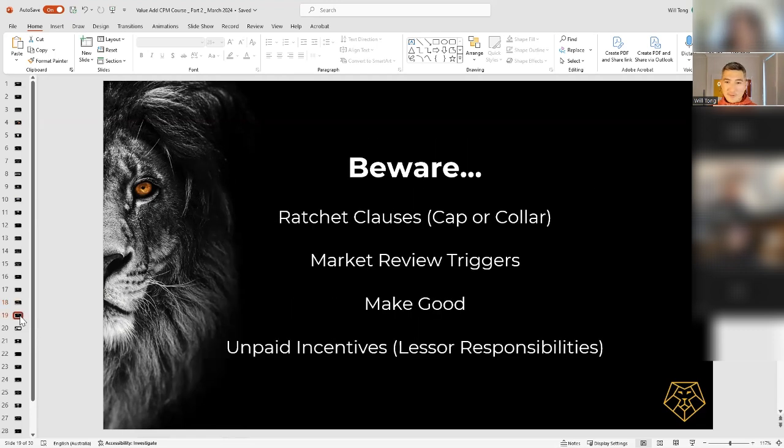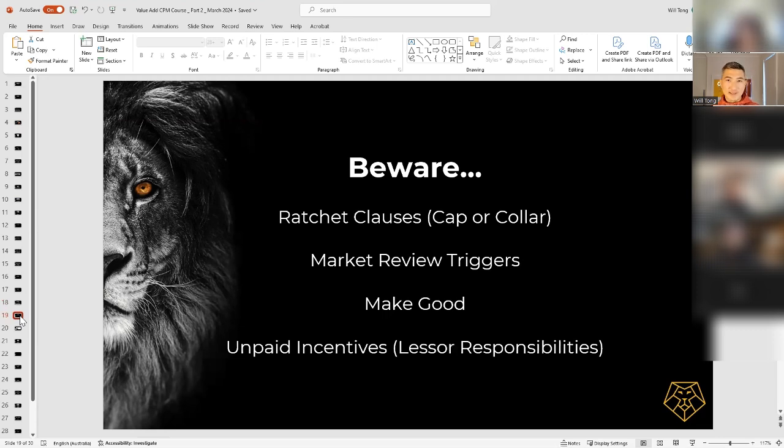Okay, so I've covered the 4 main things that you guys need to understand. I also now want to talk about things to be aware of. I talked about the ratchet clauses and the cap and the collar. The other thing you need to be aware of and understand is what triggers a market review. In the more standard leases, it's pretty straightforward. When the tenant exercises the option, it triggers a market review.